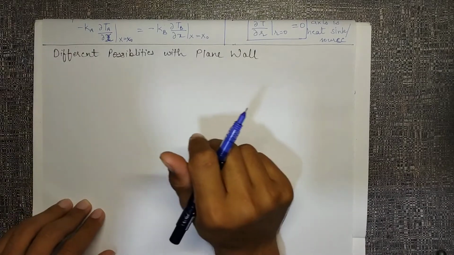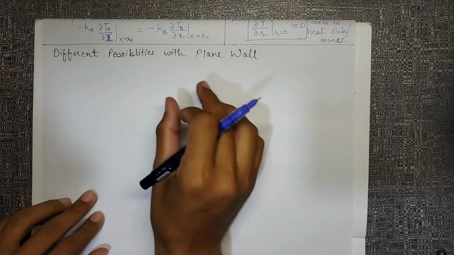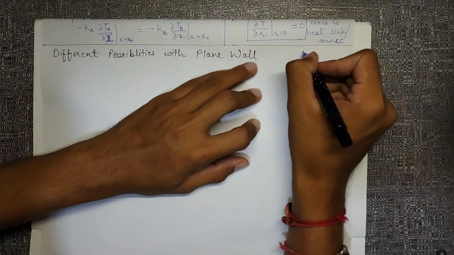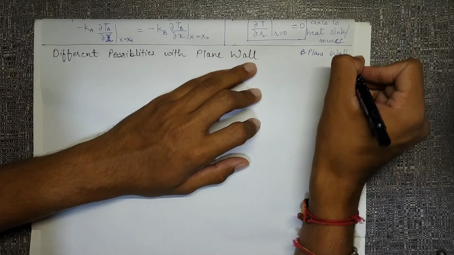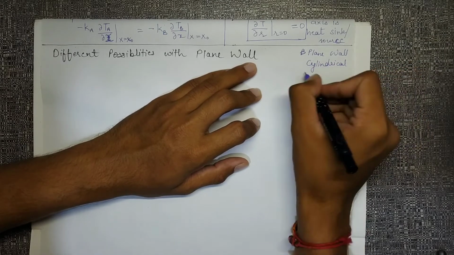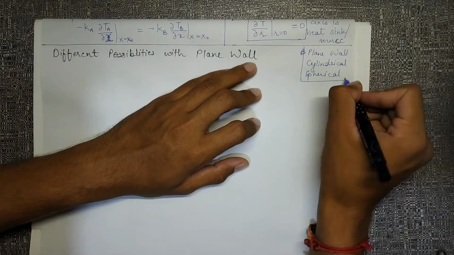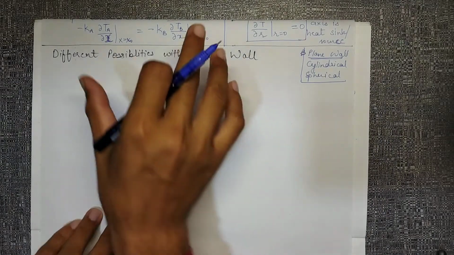So now let's understand what the different possibilities are when we are given a geometry which is a plane wall geometry. There are three main cases: either we have a plane wall, or we have cylindrical geometry, or we have spherical geometry. In this one we'll look at the different possibilities of boundary conditions which we have seen recently.